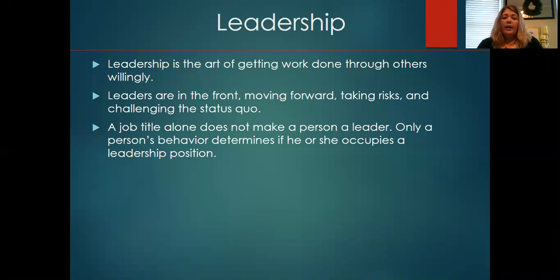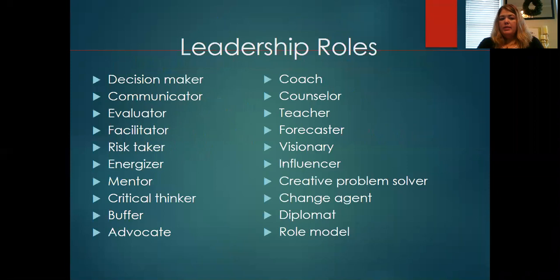There are a lot of direct care nurses that are great leaders and implement change. People want to work with them and want to do what they're doing and work on projects because they motivate them, because they have that natural leadership within them. So some roles of leadership: they're decision makers, communicators, they evaluate, facilitate, they're risk takers, an energizer, a mentor. This is a big piece. A lot of leaders are mentors. That's part of your leadership role, is to grow. And leaders want to grow people. They want people to be better.